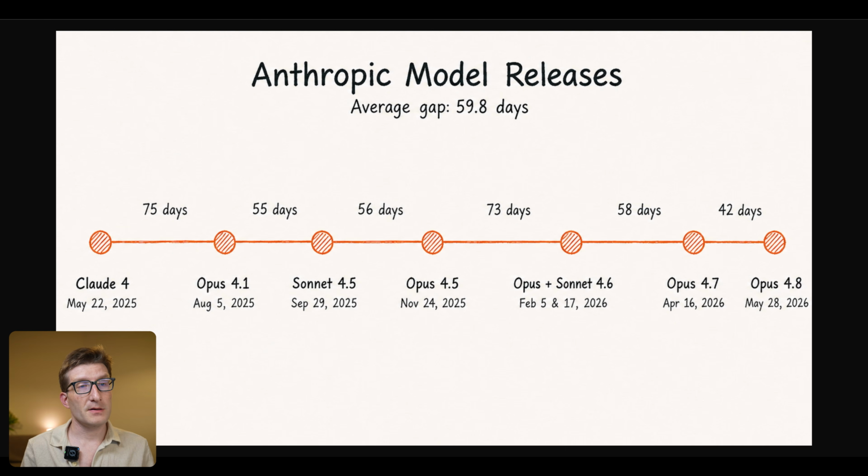Anthropic models have been releasing at a higher frequency than before. So if we go back to Claude 4 releases, it was 75 days to 4.1, 50 odd days between 4.1 to 4.5. Well, actually, it depends how you count. So then we are all the way down to 42 days between Opus 4.7 and 4.8. Now, this is acceleration. Make of it what you will, but I think it's an interesting point to look out for.